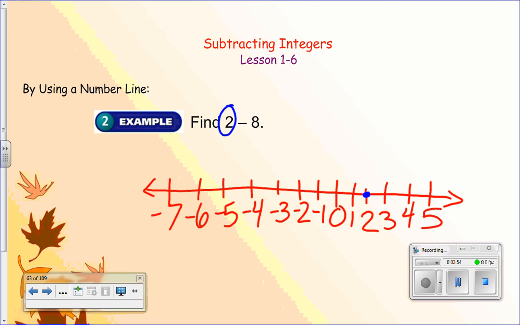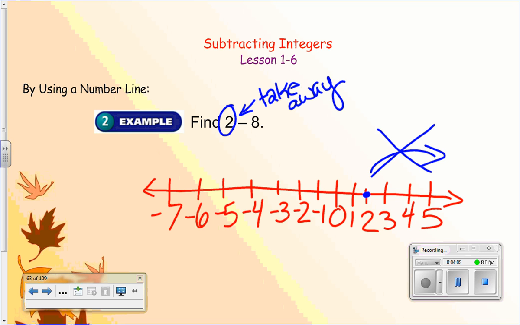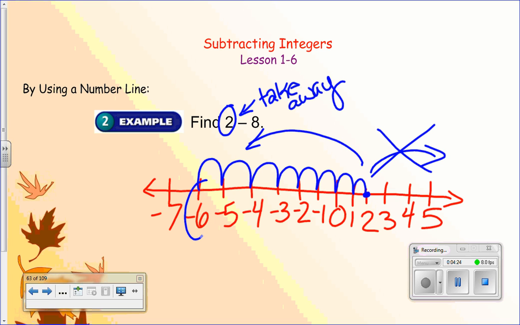All right, so I'm plotting a point at 2. Now here I have that minus sign, which means take away. So I have 2, and I'm taking away 8. Well, if I'm taking away, I'm not going to go this way. That's not right, because that would show you're increasing or adding. Instead, you have to go this way towards the negatives. So I have to do 8 hops, because it's -8. 1, 2, 3, 4, 5, 6, 7, 8. And I end up at -6. My answer here would be -6.